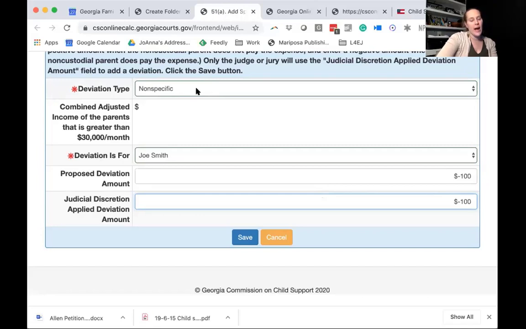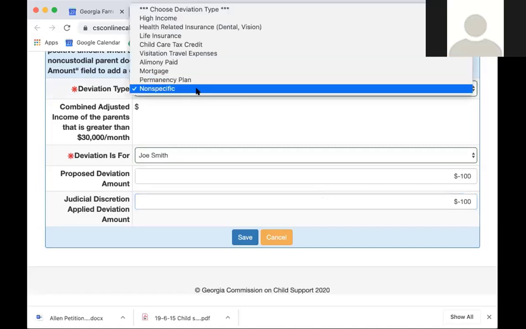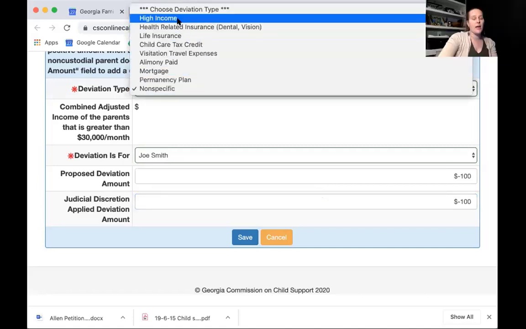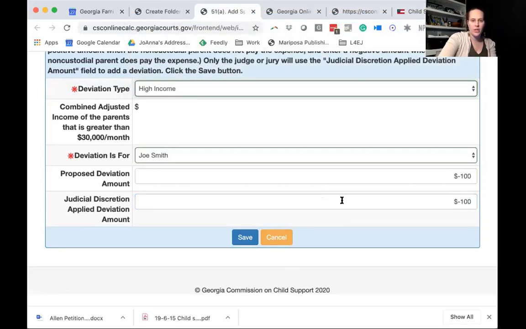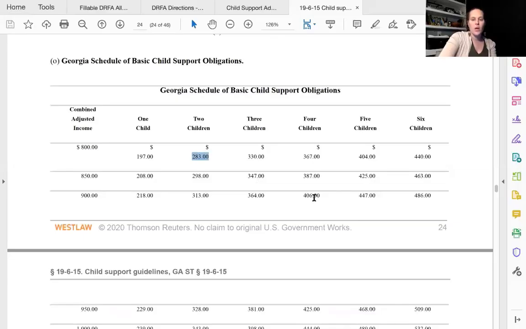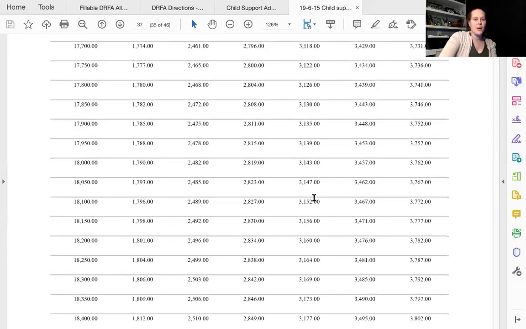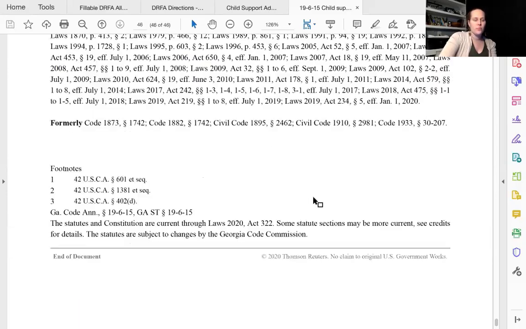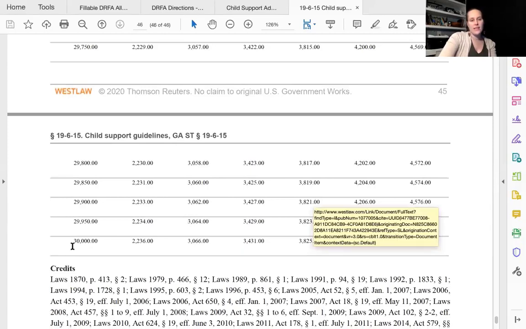You would do their actual income under the gross income tab. If they have a very high income, something that's important to remember, if you remember this chart that we had before, this chart only goes up to $30,000 combined income. And this is a monthly number.